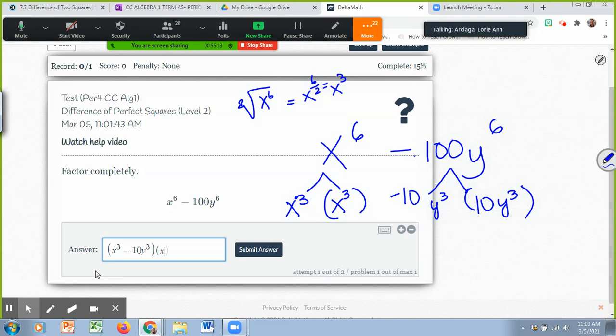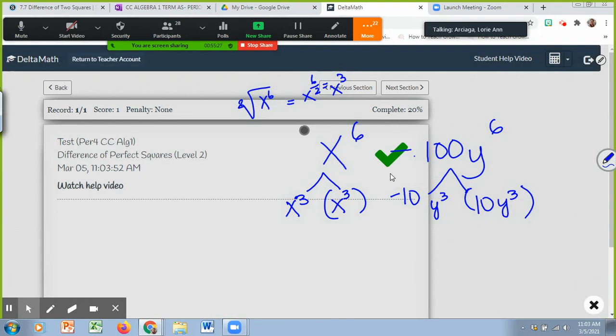Times x to the third plus 10y to the third. So that's going to be the final answer. Submit. And there you go.